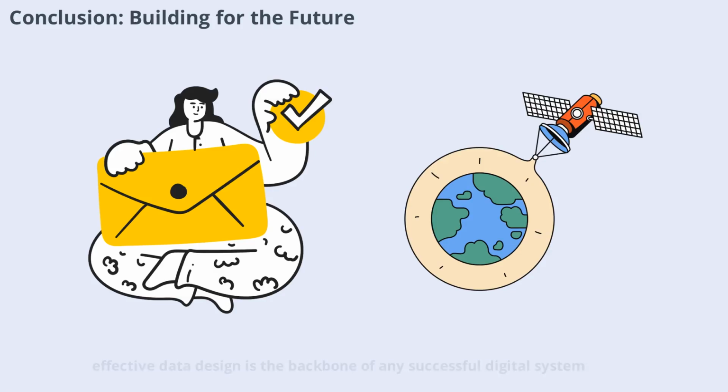Wrap up: effective data design is the backbone of any successful digital system. By following best practices, staying informed about new trends, and focusing on quality, you can build data systems that are robust, scalable, and ready for the future. Remember, great data design leads to better decisions, happier users, and stronger organizations.